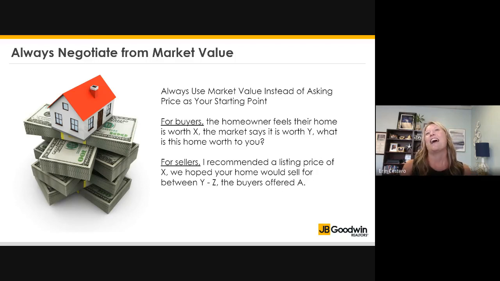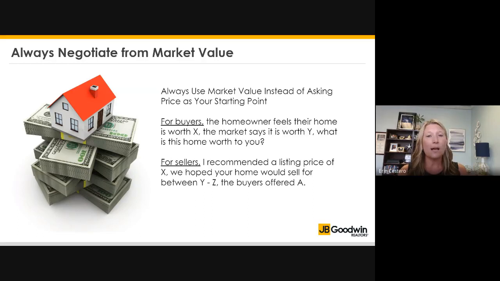Okay. Exercise: negotiating from market value. Right now, obviously, this is a unique market where buyers are often offering above market value. But rather than setting list price as your ground point with your clients, consider what you believe the home should sell for in today's market, or what the comparables dictate. An example for buyers: the homeowner feels their home is worth X. The market says it's worth Y. What is this home worth to you?